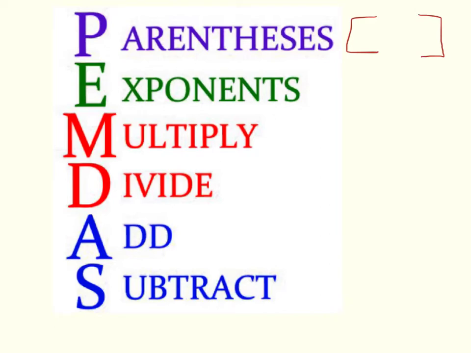When there's more than a multiplying and a dividing, or two multiplying in the same problem, you always work left to right. Kind of like you're reading a book. Same with adding and subtracting. If there's more than one addition or more than one subtracting, you add, subtract left to right. Alright, let's try a couple.